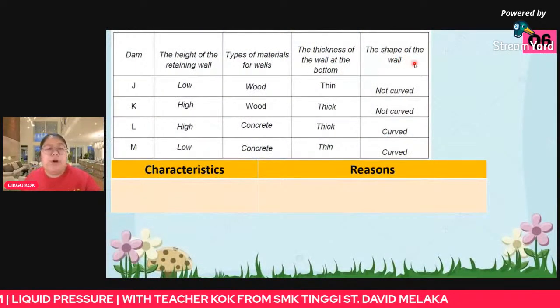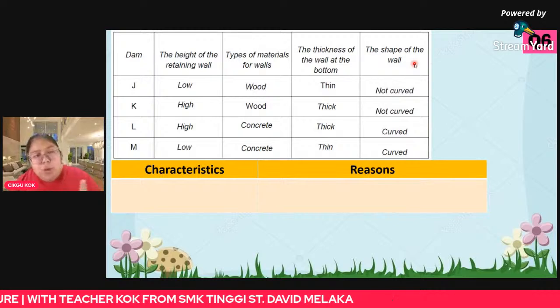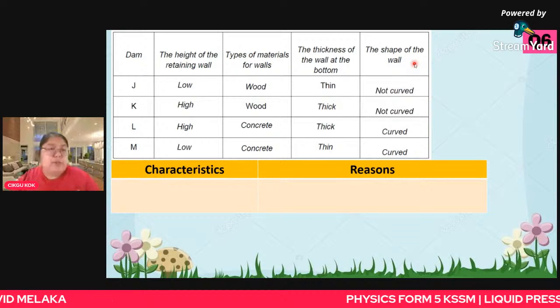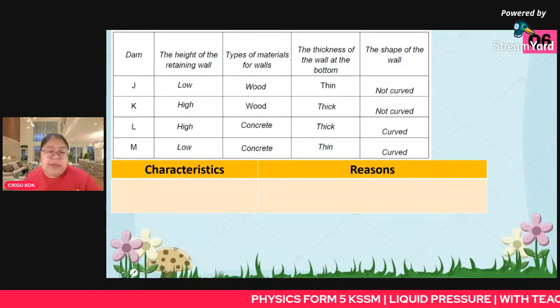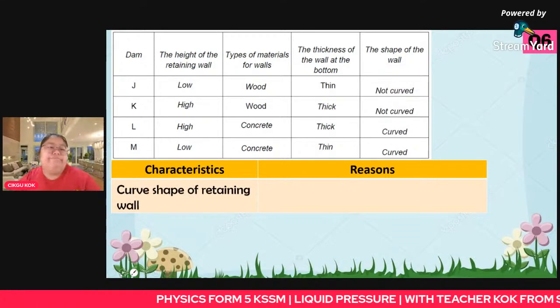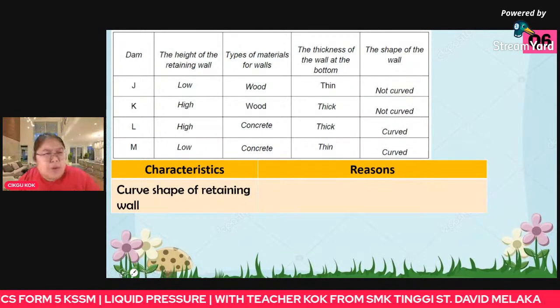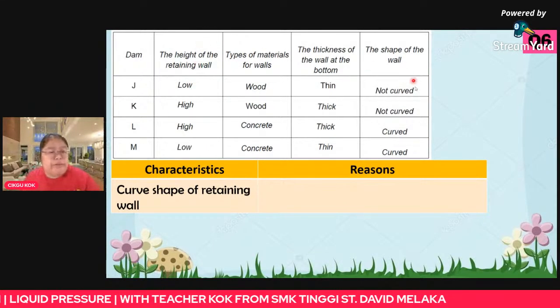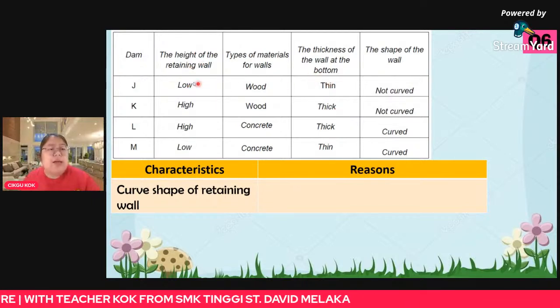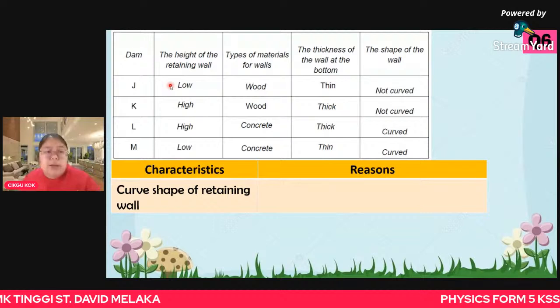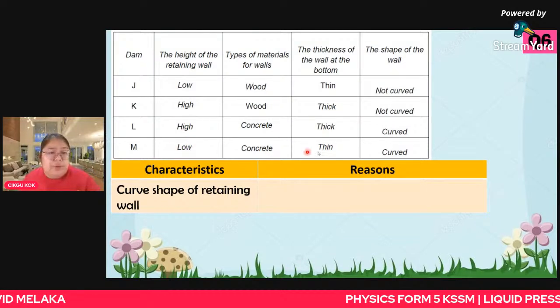Okay, the shape of the wall. They ask you, you want curve or do you want flat? Okay, for this one, the answer must be curve. Some students say, I don't know whether I want curve or flat. Okay, never mind, you can go to the table and choose first. Okay, you see this one is low, so sure out already. We don't want to use it. This one also low, then we don't want to use. So we just left K and L only, is it?